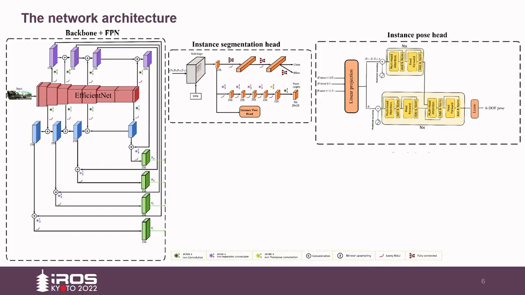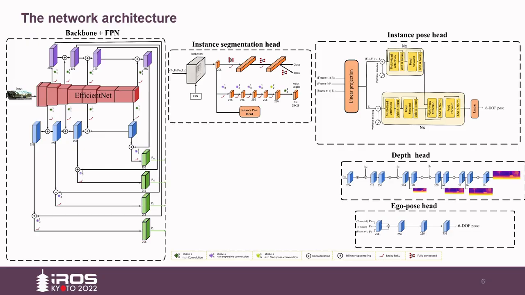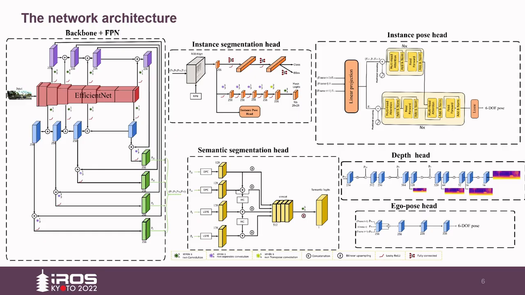This head outputs 6-axis angle parameters for each instance. And similarly, the ego pose head outputs 6-axis angle parameters for the ego pose. The depth head takes the FPN features of the source frame I_t as input and outputs a multi-scale depth. The output of this network is multimodal, covering depth, semantic, instance, and the poses.